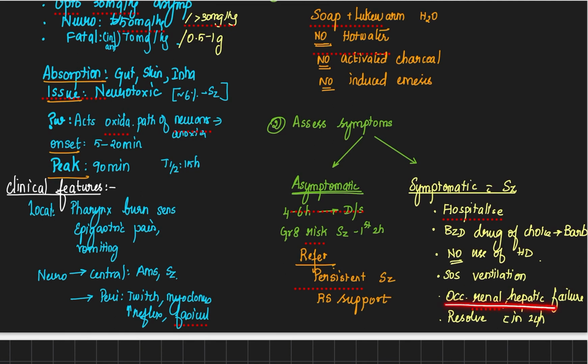Occasional renal and hepatic failure can happen. Why? Because it is metabolized by liver and it is excreted by kidney. And most of the symptoms resolve within 24 hours. There are a few occasional case reports of persistent neurological dysfunction, but they are very rare. And you need to refer them in case the patient is having persistent seizure or if you feel the sensorium is dipping too much and this child might need respiratory support.